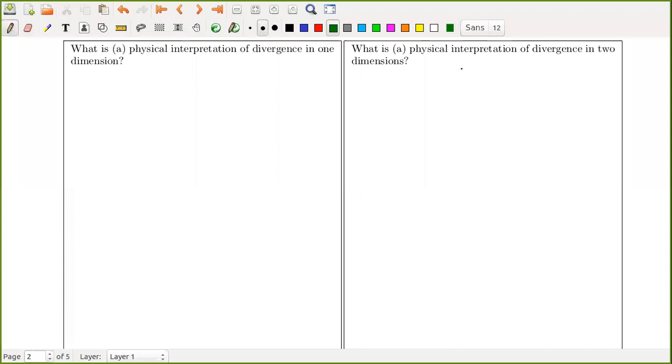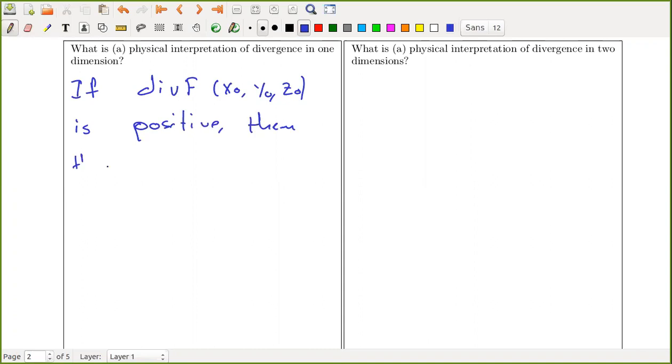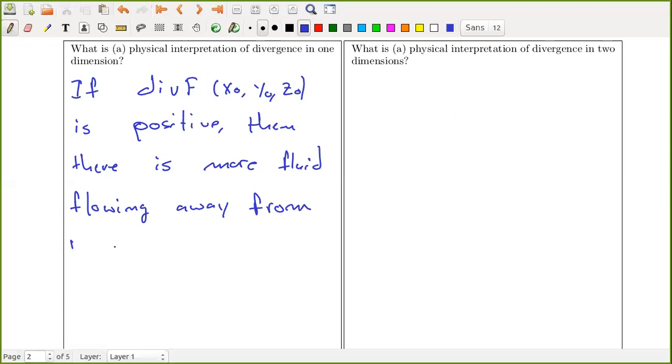Okay, so the physical interpretation is that if the divergence of a vector field at some point x naught, y naught, z naught is positive, then there is more fluid flowing away from the point than there is flowing into the point.